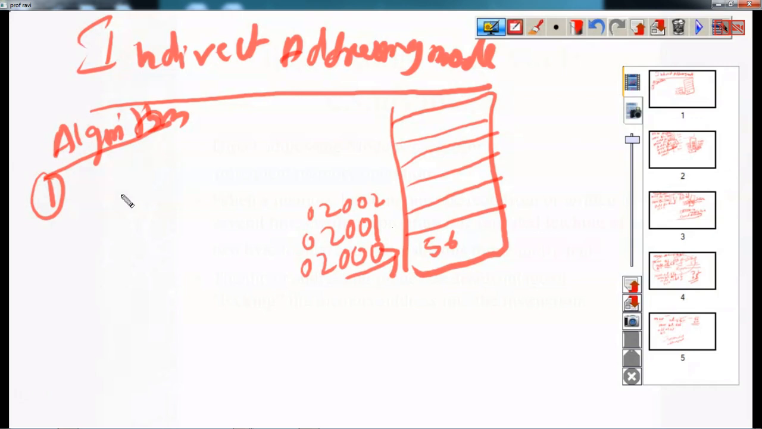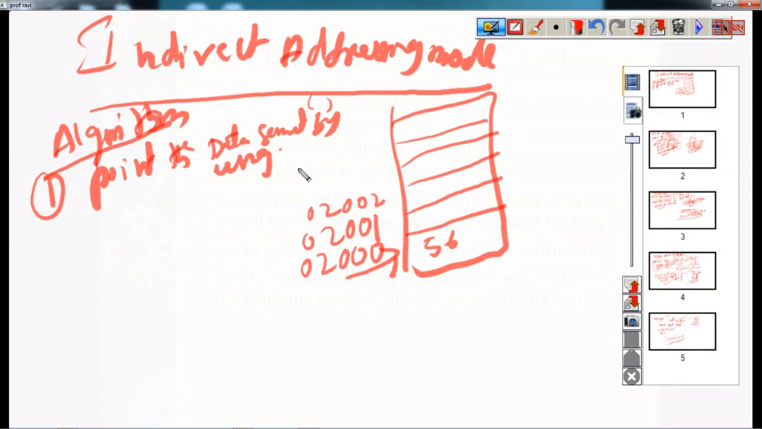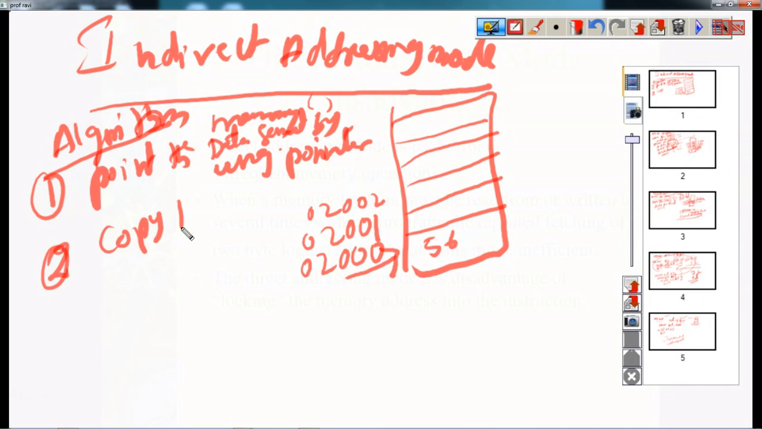So the algorithm is: point to the memory where your data is, which by default is the data segment, by using a pointer. Then copy the first byte, which is pointed out by the pointer, into AL.